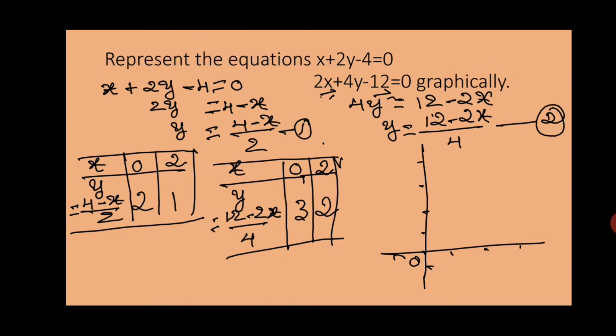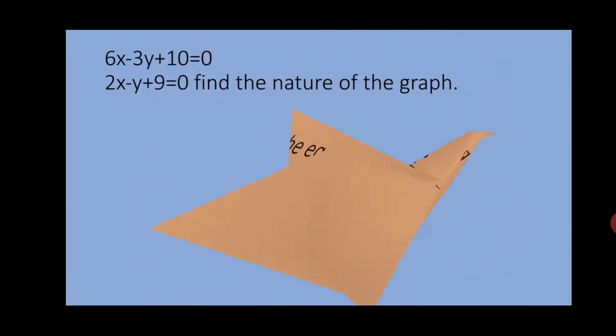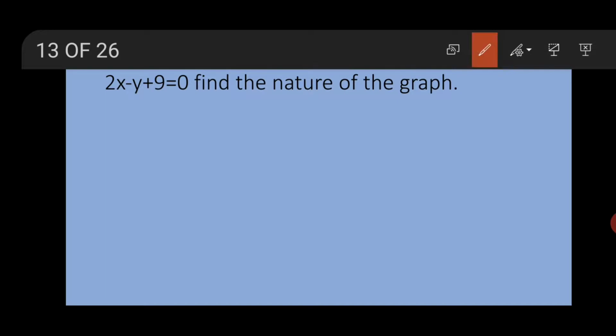Okay, next let us see one problem. Find the nature of the graph. 6x minus 3y plus 10 is equal to 0. 2x minus y plus 9 is equal to 0. What is the nature of this graph?